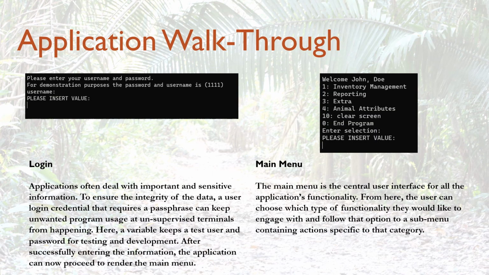Hi, this is the next slide. I'm going to talk about the login menu and the main menu. For demonstration purposes, the username and the password for the login menu is 11111, as you can see from the screen. The user has three chances to put in the right password and username. If they don't, they will be locked out and the program has to be rerun.